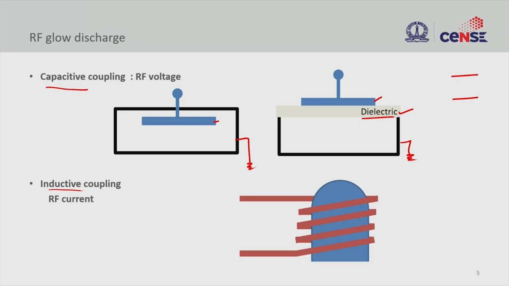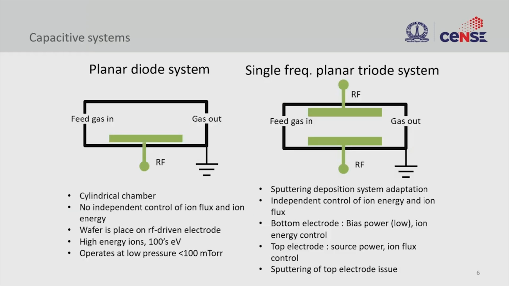And the next thing is inductive coupling, right? In inductive coupling, you're going to use a current source. So you make a coil, and when you pass current through this coil, you will generate a magnetic field, and that magnetic field is going to create a current inside the chamber, and that is going to create the plasma. So let's look at different types of capacitively coupled systems, right? One is the planar diode geometry, which is very popular.